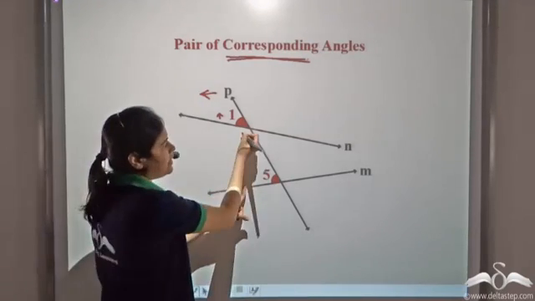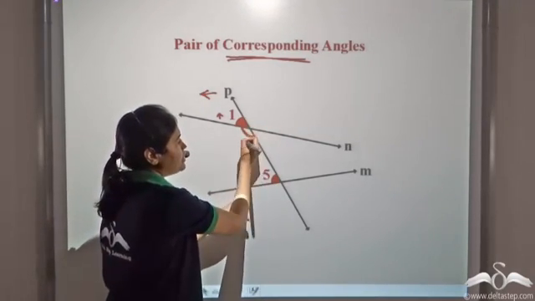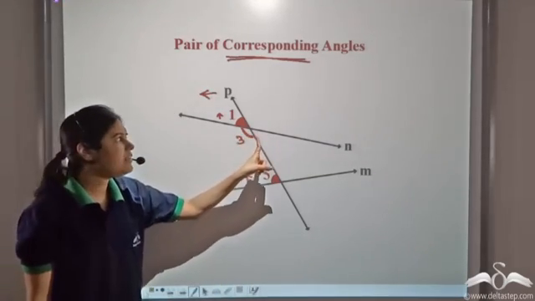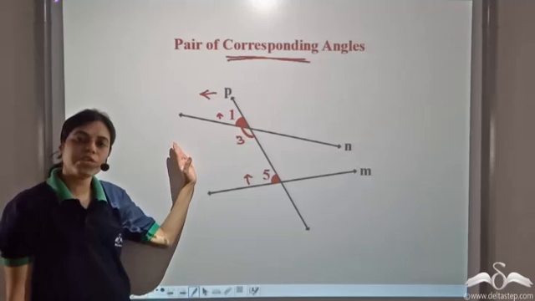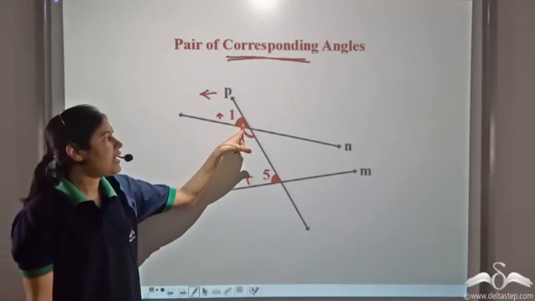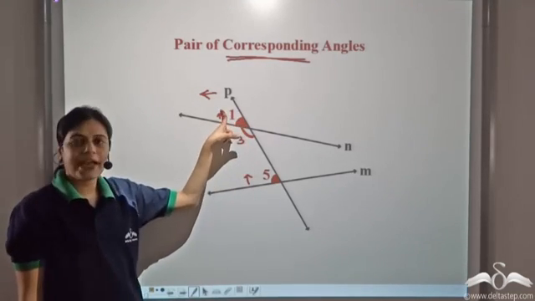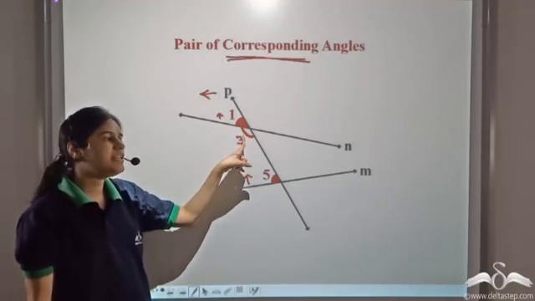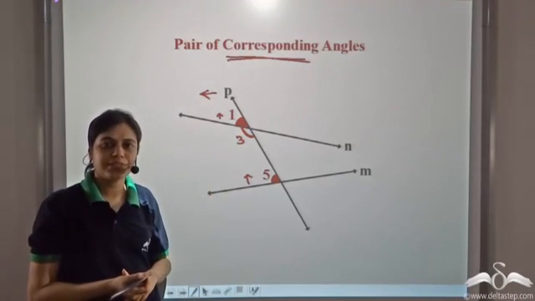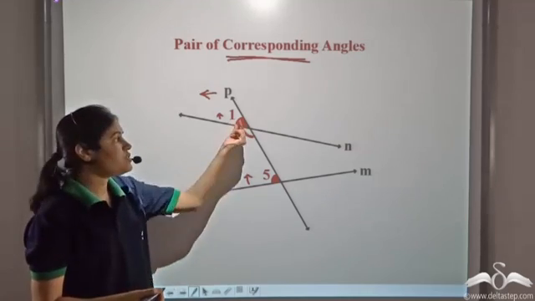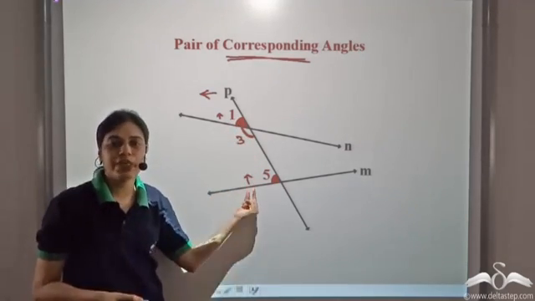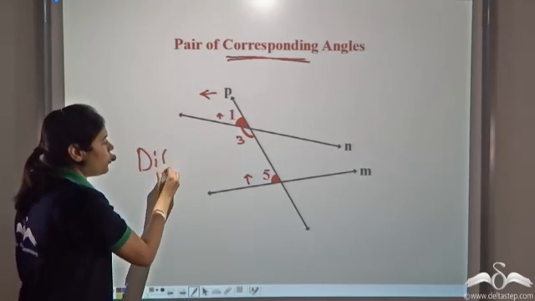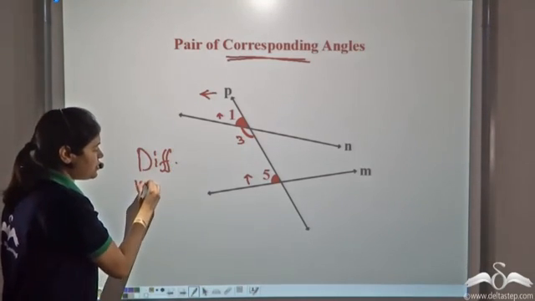Now you may say that if I take this angle, let's call this as angle 3. If I take this angle, even this angle is to the left of transversal. Angle 1 is above line N and angle 3 is above line M. So are 1 and 3 also corresponding angles? Well, no. Corresponding angles have to be on different vertices. So they have to be on different vertices.